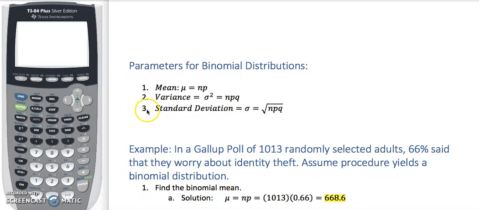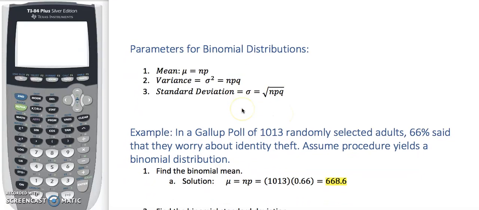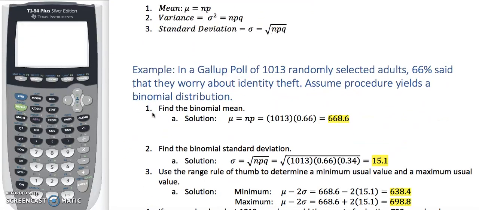And your last parameter is standard deviation, which, since it's a population, you're going to use the notation sigma, is equal to the square root of n times p times q. So, pretty straightforward formulas. And so here's an example.